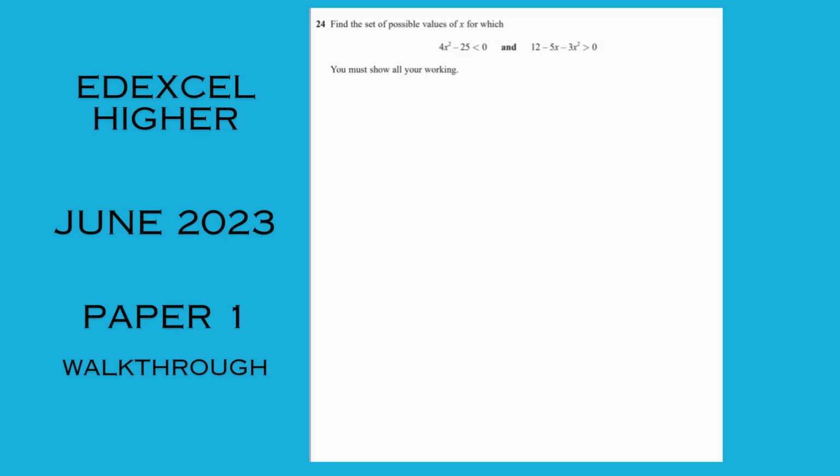So for this one, we've got double factorising, double solving inequalities, whatever you want to think of it as. This first one, it's a difference of 2 squares. So it's 2x plus 5, and it's 2x minus 5. So the two solutions, the two critical values, are negative 2.5 and 2.5, and it would be between these answers because it's a less than 0.